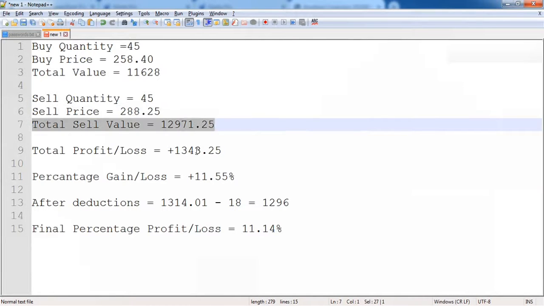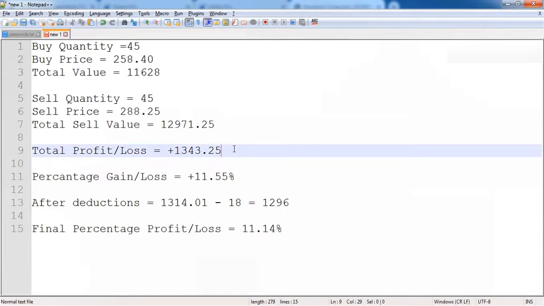So the total profit and loss, not what I have received, the actual profit and loss, is 1343.25. The total gain, just based on the total buy value and the total sell value, is 11.55%. After deductions, it is 1296.